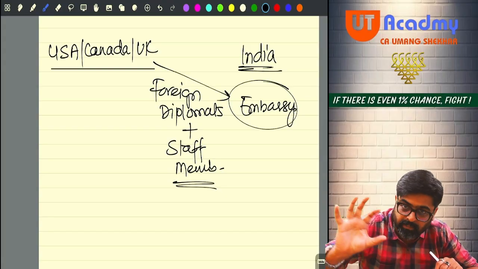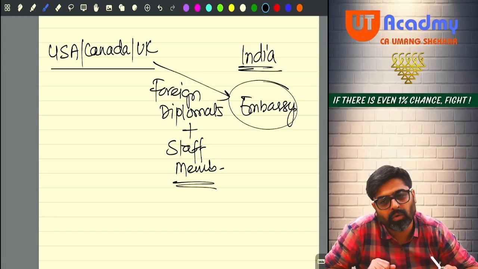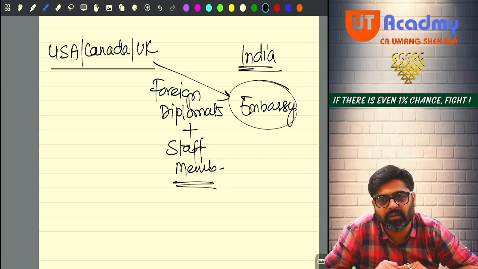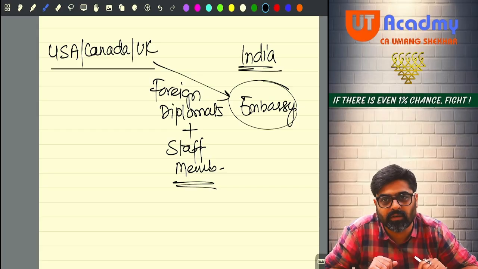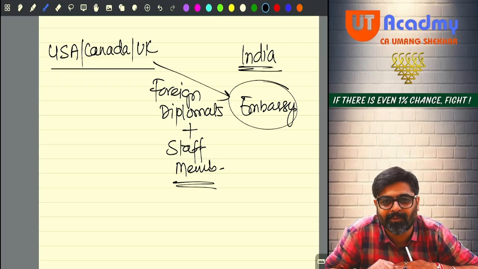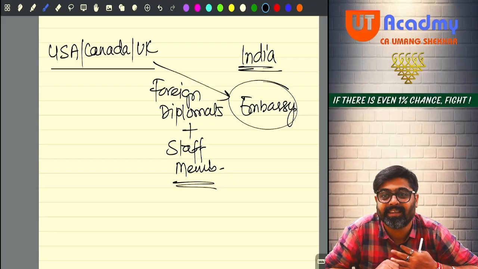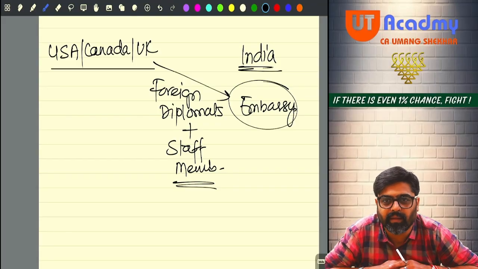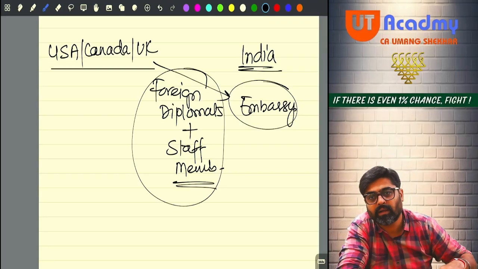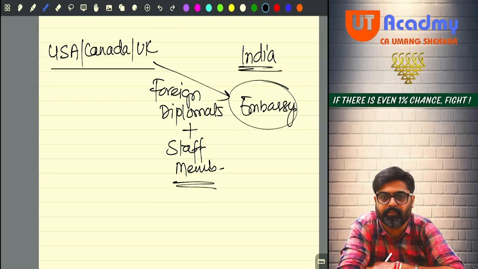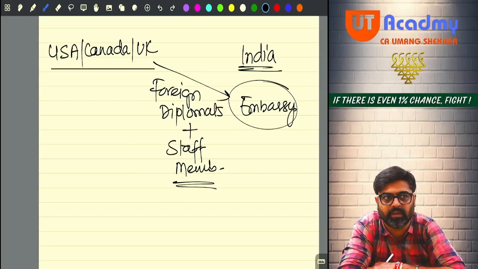Their staff also they are bringing from outside India. So don't you think their staff is also foreign citizens? They are also going to come and render their services in India. So they are also going to get the salary from the same government, no? For rendering their services in India, their salary is also Indian income. So whenever these foreign diplomats or their staff members come, they render their services in India. For rendering their services, they are going to get salary. Okay.